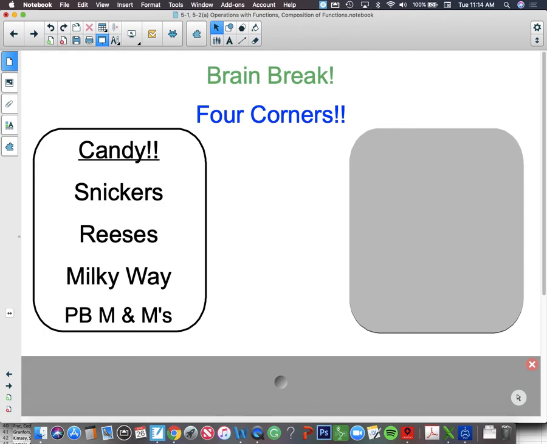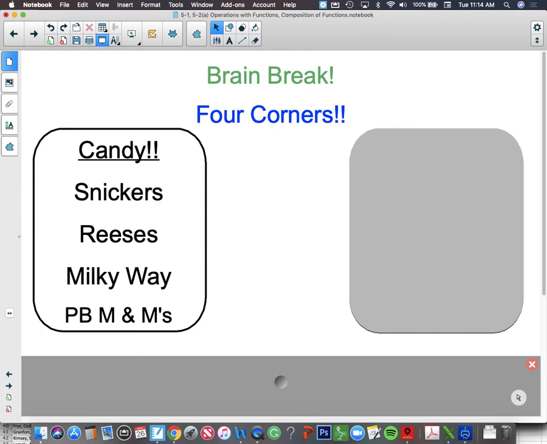If you want Snickers, you go underneath the TV in the corner. If you like Reese's, you stand by the door. If you like Milky Ways, you stand by the teacher's desk, and if you like peanut butter M&Ms, you're going to stand in the back corner by the word wall. Okay? So move to where you're going. Take about 15 seconds, so get going so you can get to the rest of the lesson.